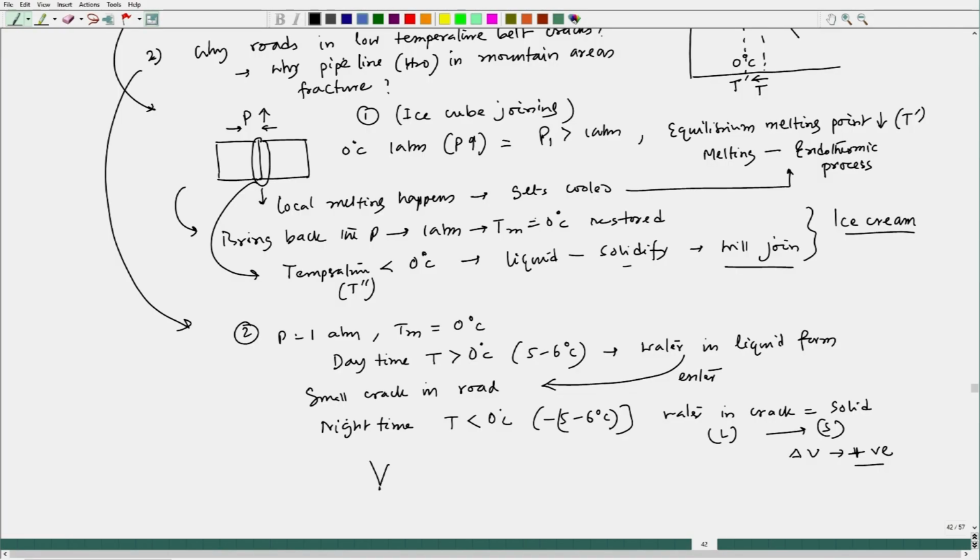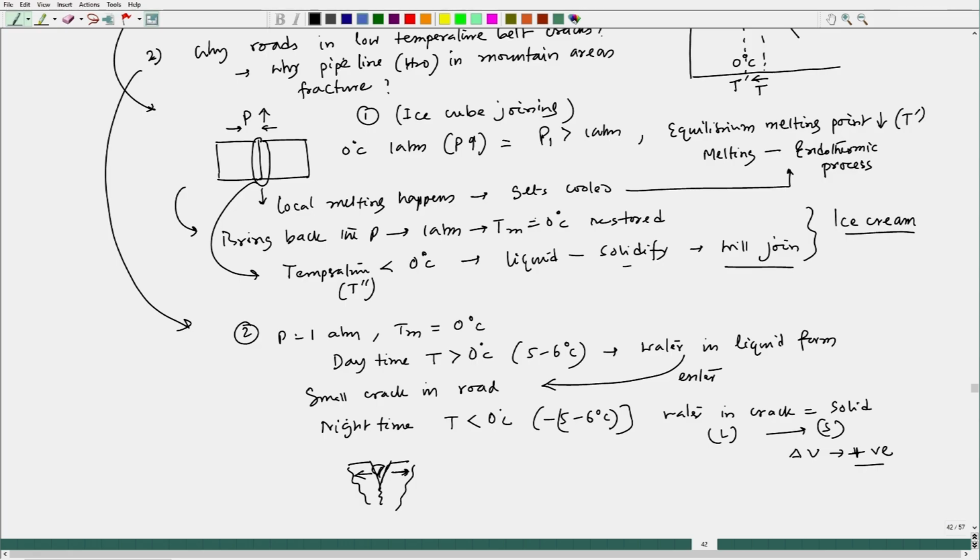So, you have a crack, and then ice forms here. So, it will try to put a tension on the opposing surfaces of the crack, and this will allow this crack to grow.